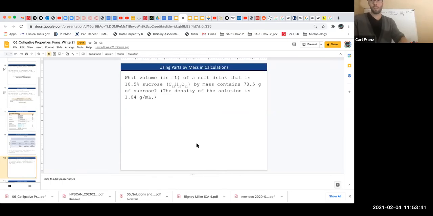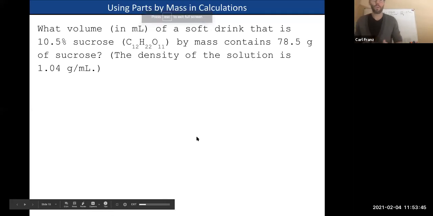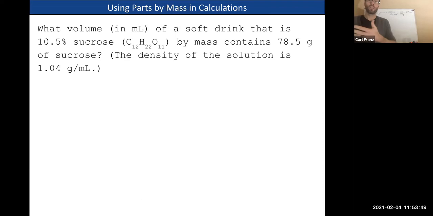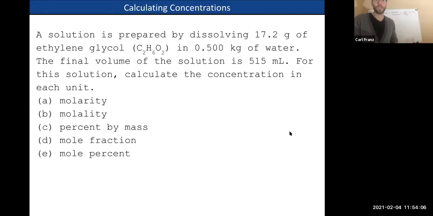So very simple, straightforward way to calculate different aspects of a solution, whether they want it in mils, or they want the molarity, or they want the molality, or they want the percent. Knowing all of these different values, we can just set it up with the conversion factors to get what they're asking for. So here's some additional practice.